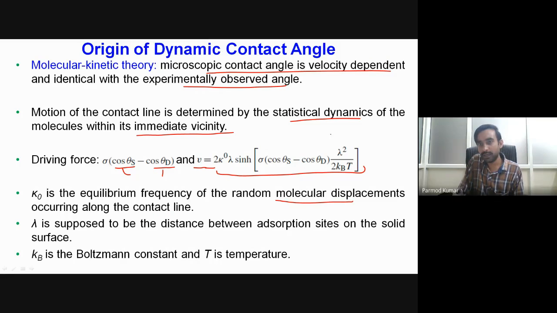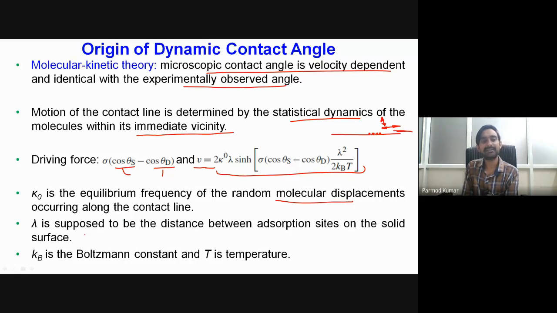Okay, so over here, what will be happening if this is my surface? Over that surface, we will be having some liquid molecules. These liquid molecules now may have vibrations in this transverse direction, and these may have vibrations particularly in the direction of the contact line motion. So K naught represents the equilibrium frequency of the random molecular displacements, particularly which are occurring in the direction of the contact line.